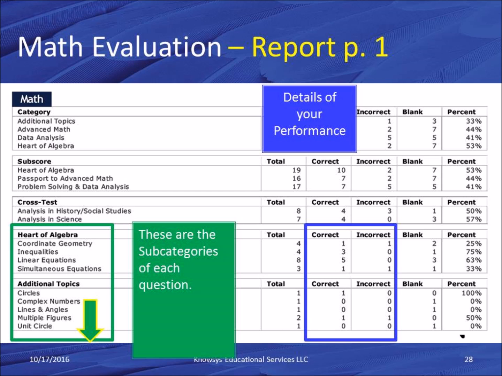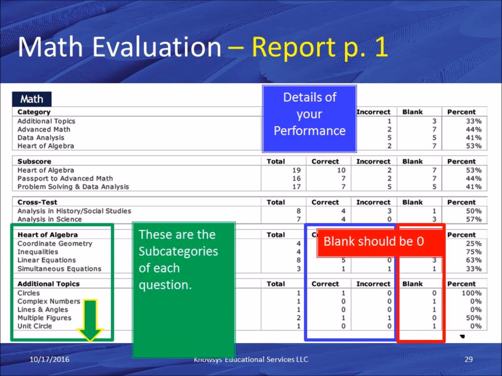Okay, you can also see the details of your performance, so you can see how many you got correct and how many you got incorrect. The next column is how many you left blank, which of course should be 0. So if you look at my sample student here, there's a 3, a 1, a 0. Right, this student was not strategic. Bubble something and move on. And then the next column, percent correct. So in this case, if there were 4 questions, got 1 right, then percent correct is going to be 25%.